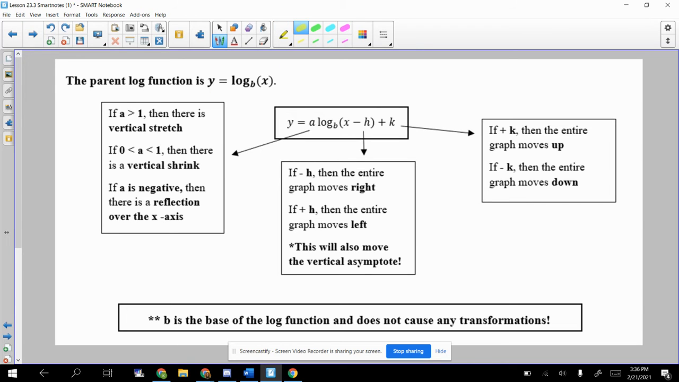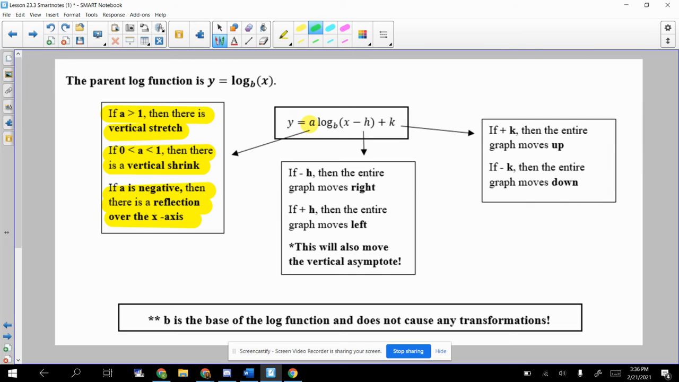So that being said, your transformations are going to be very similar. You have your A value here, and that's going to tell you if there's a vertical stretch, it's going to be greater than 1. If there's a vertical shrink, it's going to be a fraction between 0 and 1. And if it's negative, it's going to be a reflection. All of those are the same as what we've dealt with before.